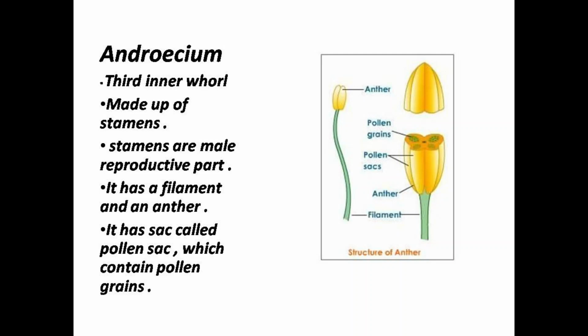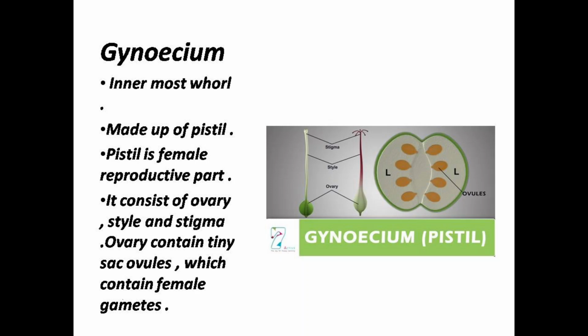Each stamen has a filament and an anther. The anther contains pollen sacs, and the pollen sacs are filled with pollen grains. Pollen grains look like a yellow powdery substance. They contain male gametes. Gynoecium is the fourth and innermost wall made up of pistil.